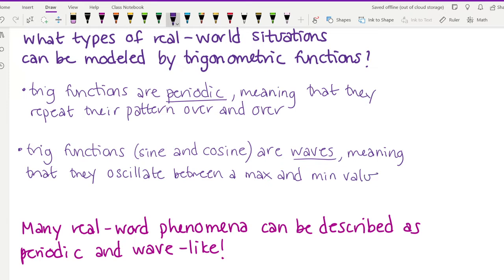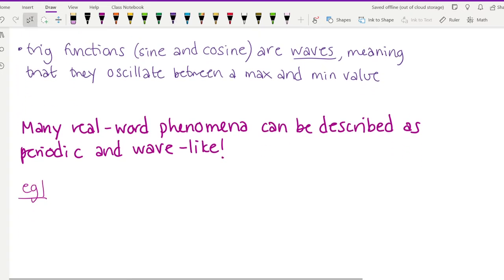So if you think about it, there's a lot of things in the real world that have these properties, right? That have a pattern to them, that keep repeating over and over, or that have this wave-like shape, that go up to a highest value and back down to a lowest value, and over and over again repeat that oscillation.